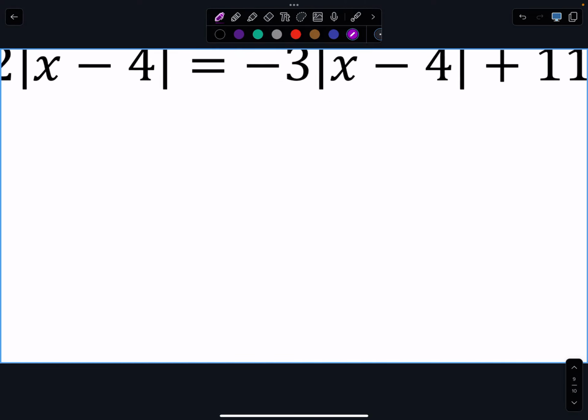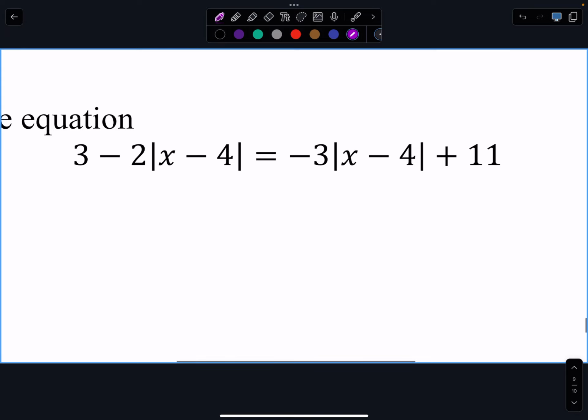Great. Okay, a little bit more complicated. We can treat the terms or the products that have absolute value of x minus 4 in them like terms. Meaning, let's try and get the absolute value of x minus 4 on one side of the equation and then a constant on the other, so then we can think about solving from there.